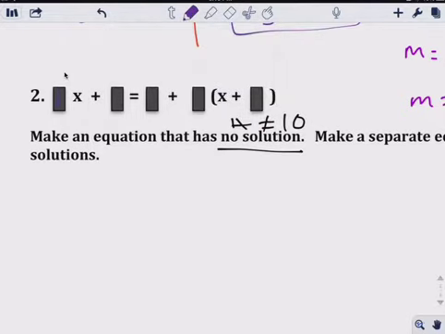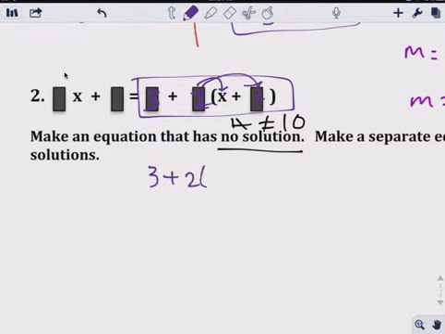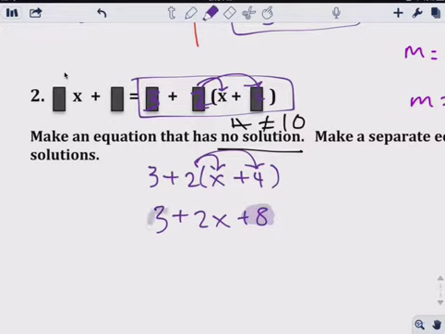I'm going to start with the side with the most rectangles. So I put 3 here, 2 here. Do not use 1. I need to put do not use 1 on the test. Let's say this is a 4. Distribute. So 3 plus 2 parentheses x plus 4. Distribute, 3 plus 2x plus 8. Combine these two that are alike. That gives you 11 plus 2x.